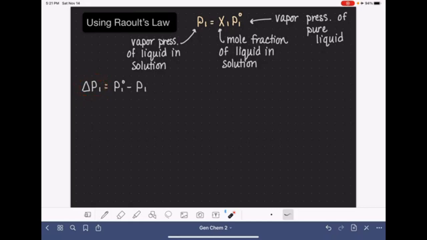What I would like to do is take Raoult's law the way it is written right now. Raoult's law gives us a definition of P1. It says that P1 is equal to X1 times P1 standard. So I'm going to take this and plug it into this delta P equation.